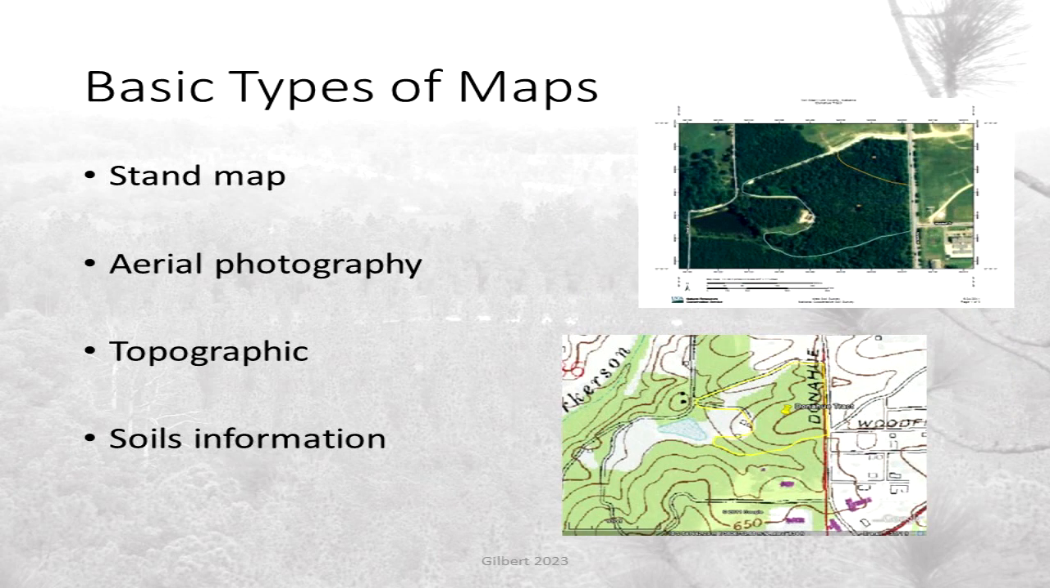I tell our students that come through Auburn, whether you're a landowner or land manager, I think the basic types of maps that you need for your property: you need some version of a stand map if you're managing timber. You need aerial photography as a background, topographic, and your soils information. That gives you an idea of what's out there and helps you be able to plan your management better. And so that's the basic resources I think everybody needs to have on their property.